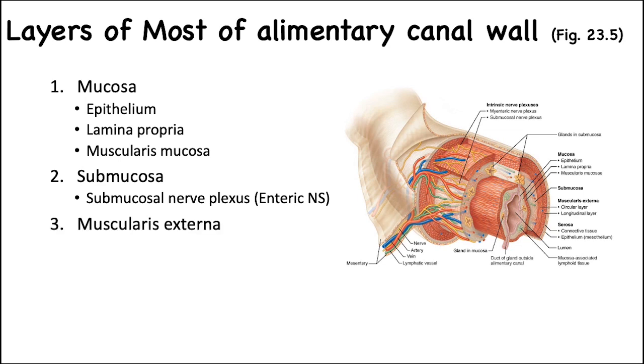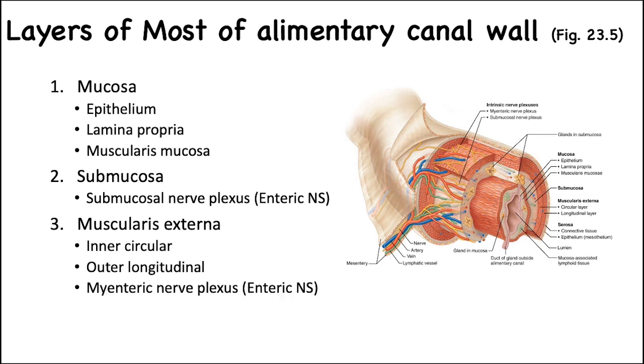As we continue to move outward, the third main layer will be the muscularis externa, consisting of muscles. For most of the alimentary canal, the muscularis externa is arranged into 2 layers, an inner circular layer and an outer longitudinal layer. Sandwiched in between those 2 layers is the myenteric nerve plexus, also part of the enteric nervous system. This plexus innervates or regulates the muscles of the muscularis externa.